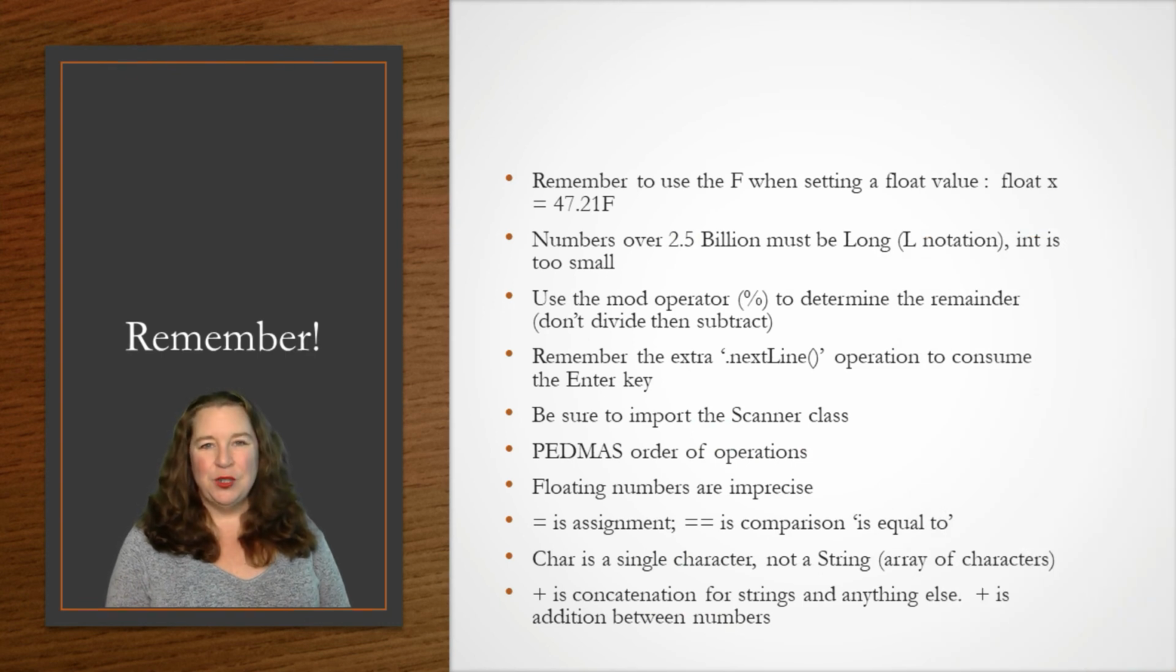A couple of things to remember from chapter 2. First off, if you want to use a float, you have to use the F, the actual uppercase F. If you have a number over 2.5 billion, it has to be a long using the L notation because an integer is too small. The mod operator, the modulus operator, is a percent sign and is used to determine the remainder. Don't divide and then subtract. It's a waste of time. You don't have to do that. Just use the mod operator to find the remainder.